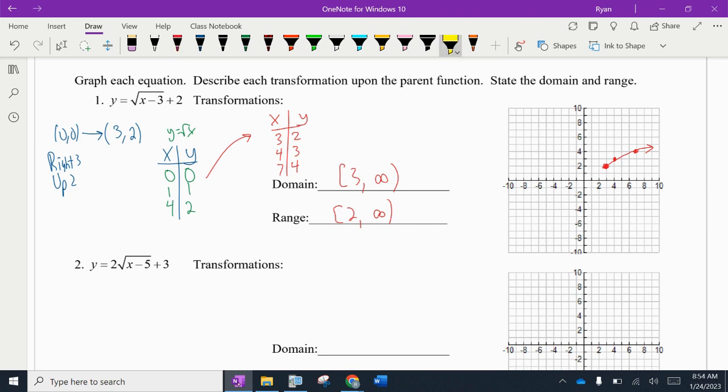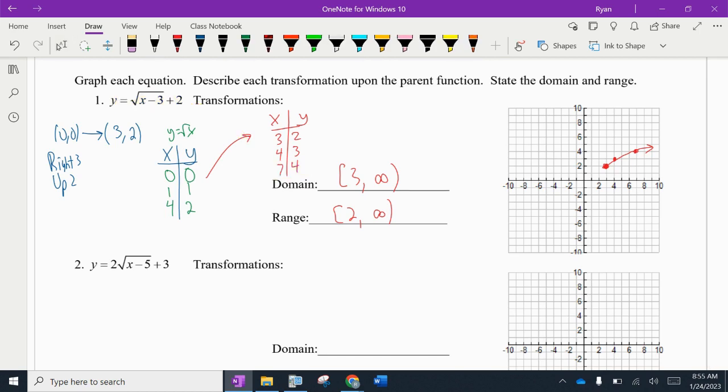One last thing on this one before we move on. How do I know that these points are correct? Well, let me just go and highlight maybe just this bottom one, and let's look at that equation. If you plug 7 in for x, you would do 7 minus 3, which is 4. The square root of 4 is 2, plus this 2 gives us a y value of 4. So if we plug 7 in, we actually would get 4.